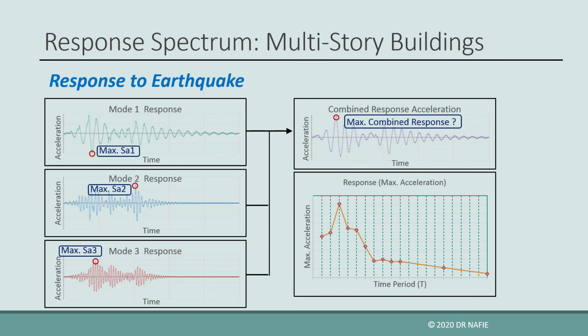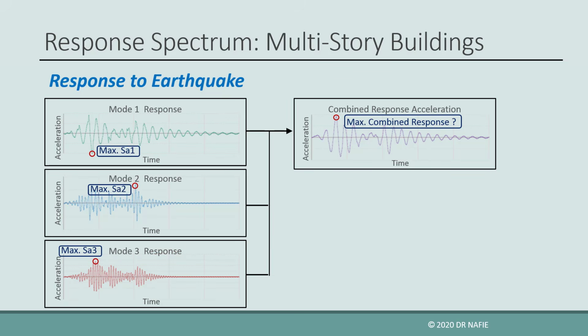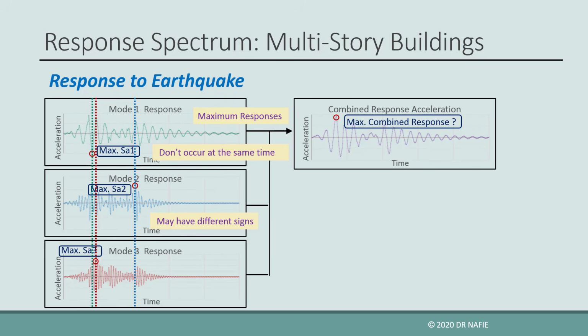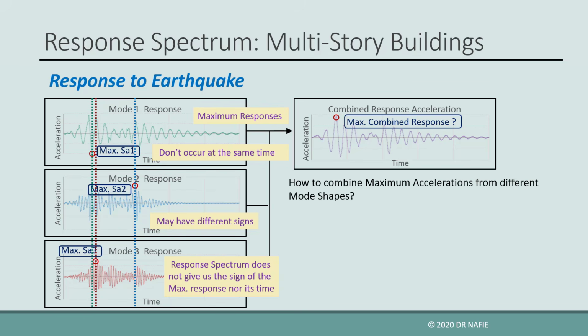If we locate the maximum response on the complete response that we obtained earlier, we will find that these maximum responses don't occur at the same time, and they are not all in the same direction. Remember that to obtain the complete response, you need to do a complete modal analysis. The response spectrum curve will not give you this information. So how can we combine these maximum responses to obtain the maximum response of the multi-story building? We cannot just add these values because they may occur at different times and may have different signs.